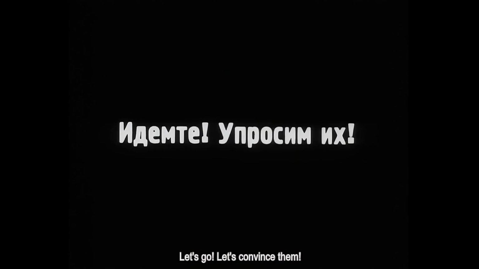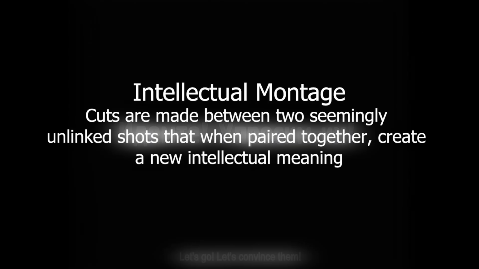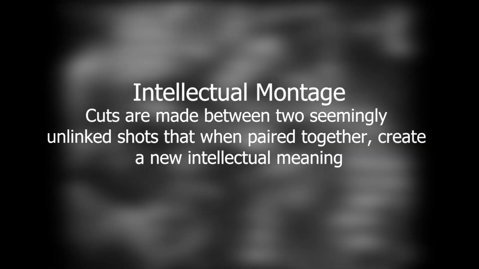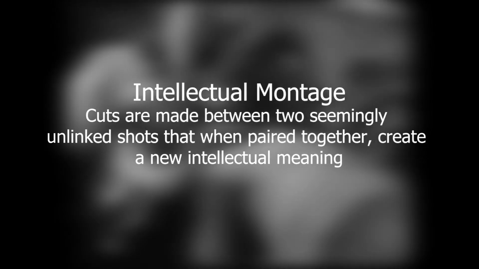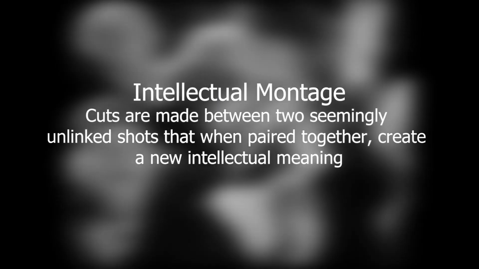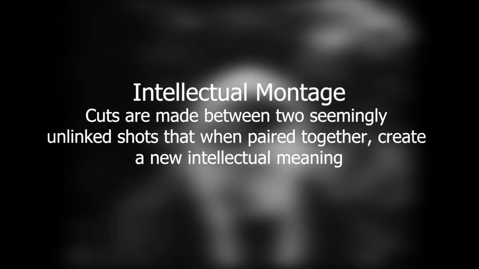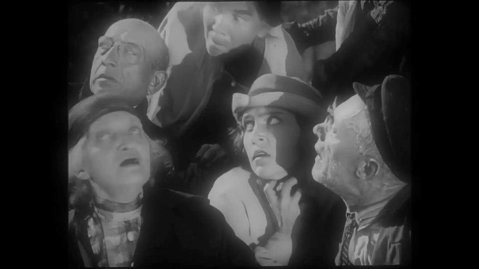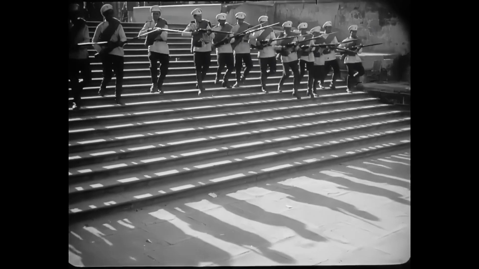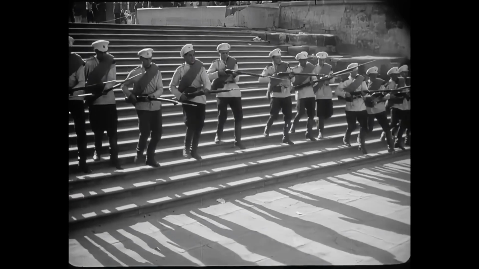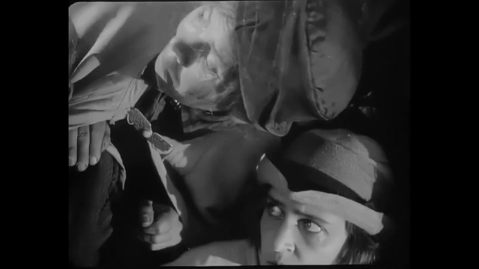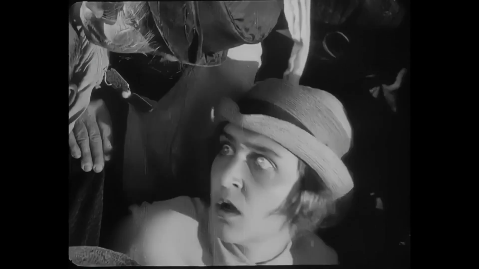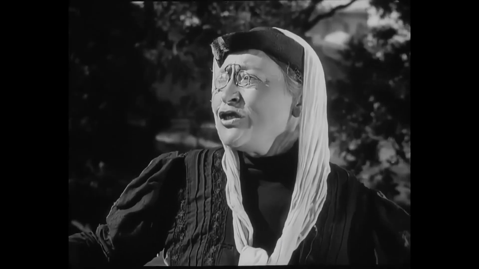Eisenstein also utilizes intellectual montage during the prominent scene when the mother brings the body of her son to the Cossack soldiers, pleading them to stop. Intellectual montage occurs when cuts are made between two seemingly unlinked shots that, when paired together, create a new intellectual meaning. During this scene, we begin with the mother beginning to walk up the steps with her child in her arms. In conjunction with this, Eisenstein then cuts to shots of different citizens from various backgrounds, beginning to approach the Cossacks, attempting to convince them to stop this massacre.